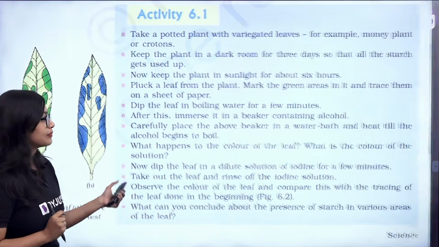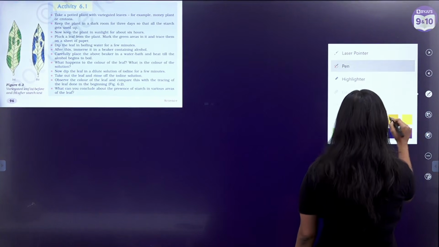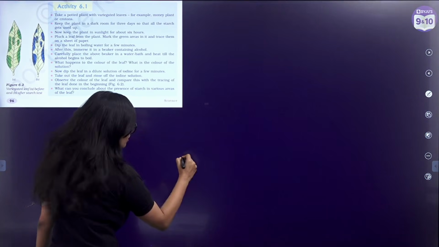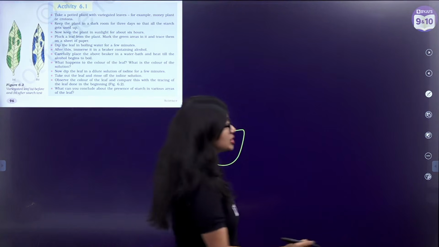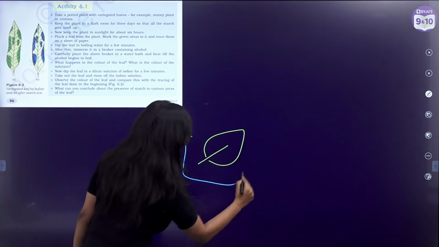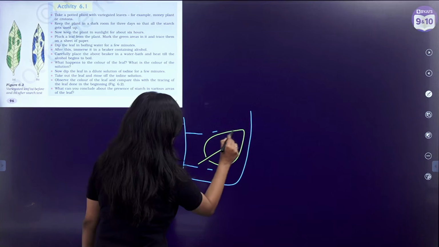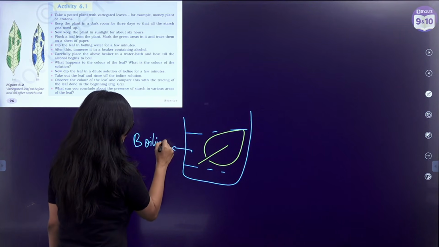Then comes the interesting part. So I have my leaf with me, a variegated leaf. We're going to take this leaf and first boil it in water for a few minutes. So I'm going to put it in boiling water for a few minutes.